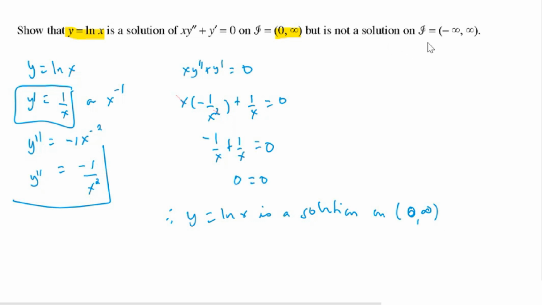But on the second condition, we could say that y is equal to ln of x could not be a solution on negative infinity to positive infinity, since the logarithm is undefined for negative numbers and 0. So again, since the logarithm is undefined for negative numbers and 0.